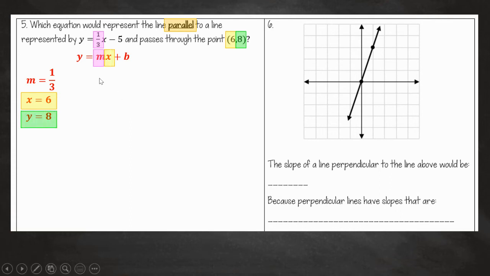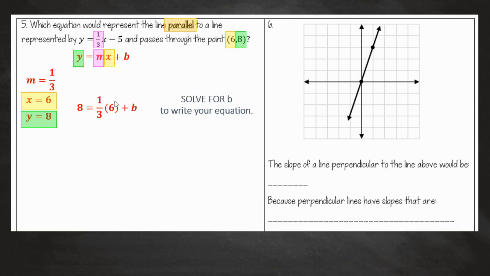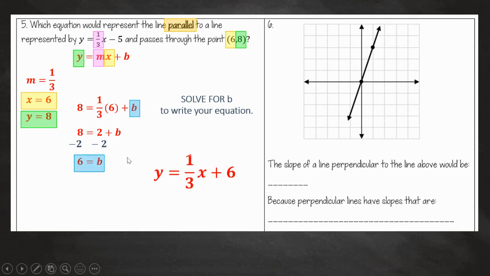And then I can plug that into my slope-intercept equation to find my b value. So now that we've plugged in all of our values, we need to solve for b. So 1/3 of 6 is 2. Then I'm going to subtract 2 from both sides, and 6 is equal to b. So now that I have both my y-intercept and my slope, I can write my equation. Y is equal to 1/3 x plus 6.